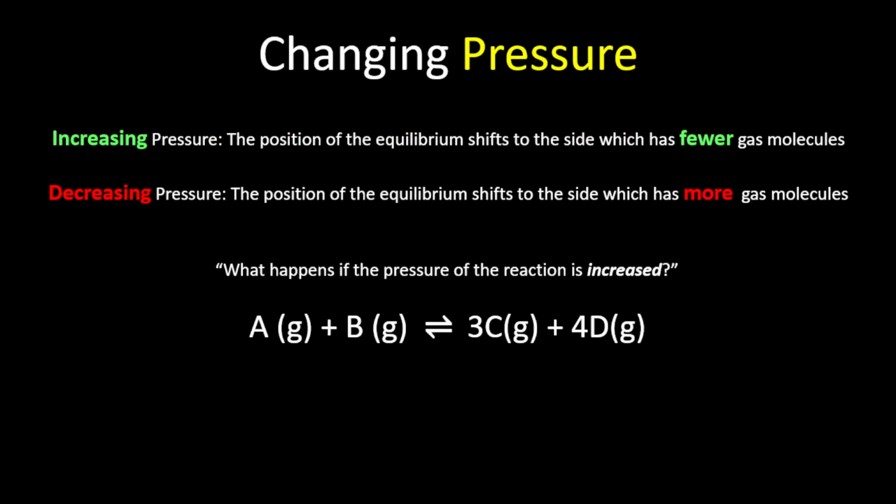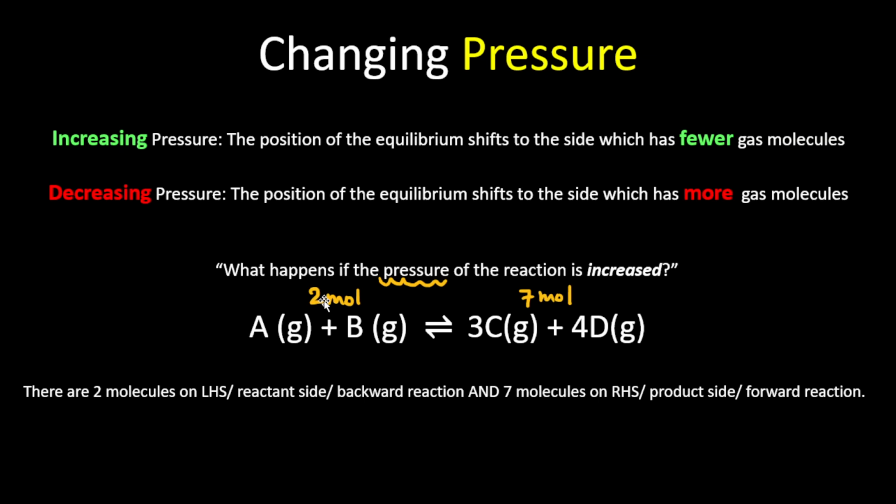If you only need to remember one piece of information, you can try to write down the other on your own. Increasing pressure shifts the equilibrium to the side with fewer gas molecules, and decreasing pressure shifts the equilibrium to the side with more gas molecules. So what happens if the pressure of the reaction is increased? To answer these kinds of questions, if you see the word pressure, always remember to count your molecules. We have 2 molecules on the left side and 7 molecules on the right side. You're going to state that fact first.